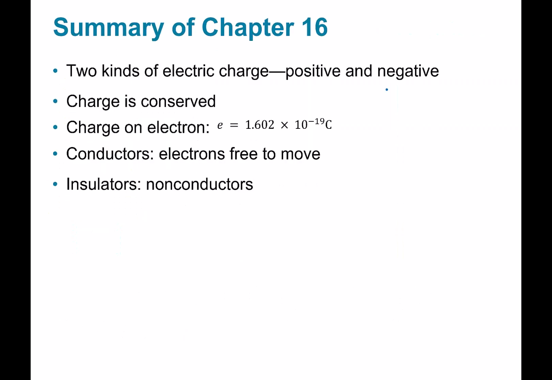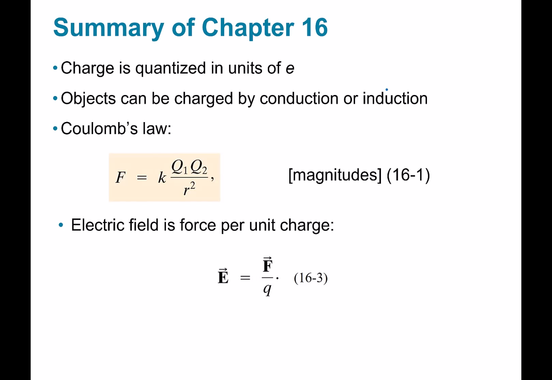So summarizing Chapter 16 now, there are two kinds of electric charges, positive and negative, and we worked on Coulomb's law. We found out how to find the force between two charges, and we also learned that electrons are free to move in conductors and not in insulators and non-conductors. And then we learned the formula for Coulomb's force. We also learned about the electric field, which is force per unit charge, and we worked on some of the problems.